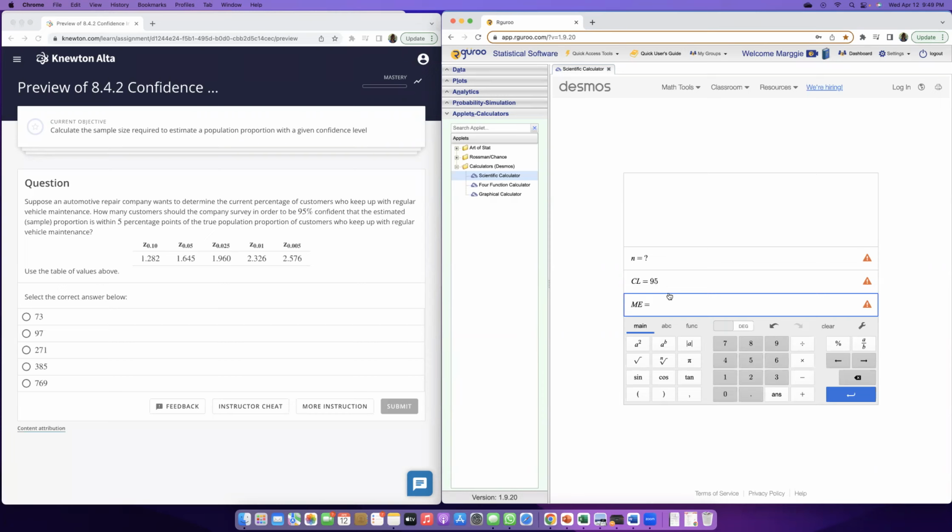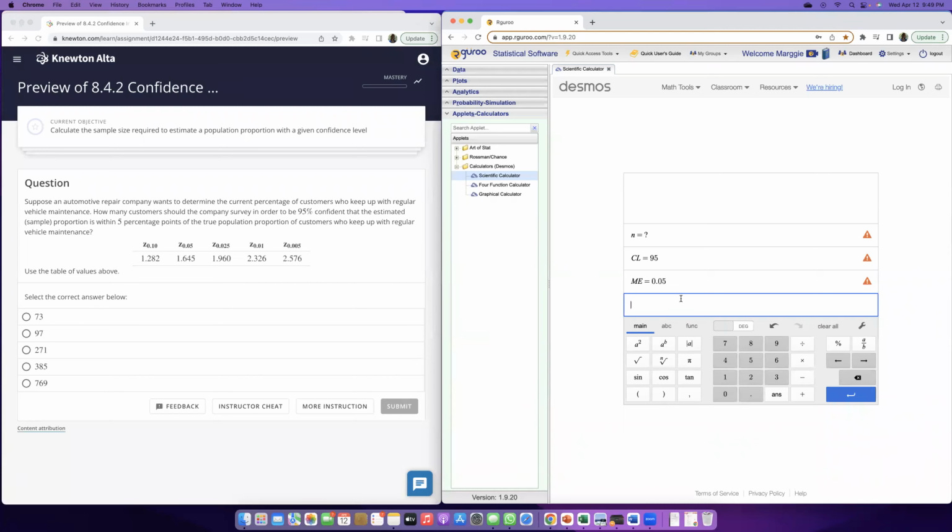Because it's percentage points, we need to change that percentage to a decimal. So that is the information we have. We want to find the sample size. We have a confidence level of 95%, and we have a margin of error of 0.05.